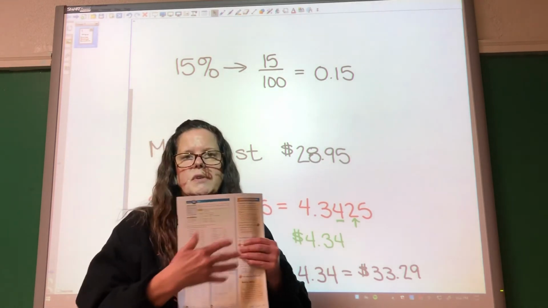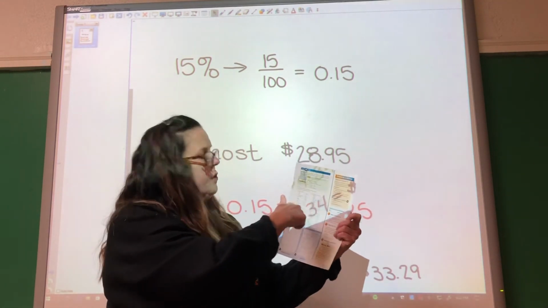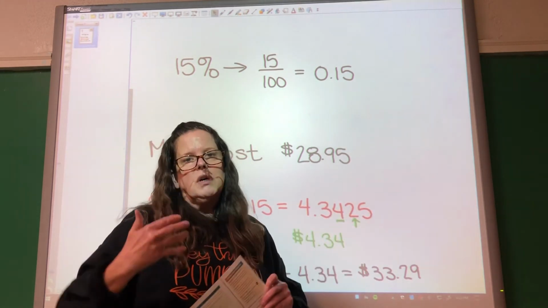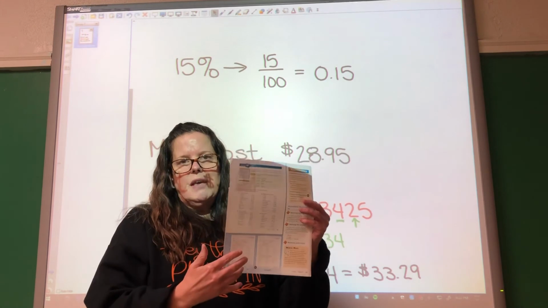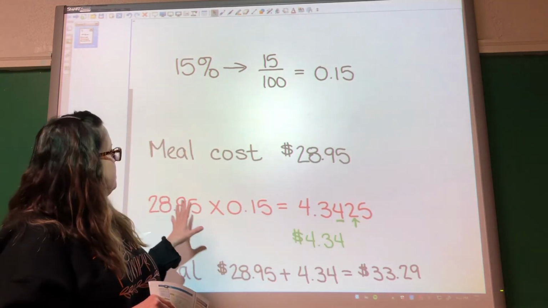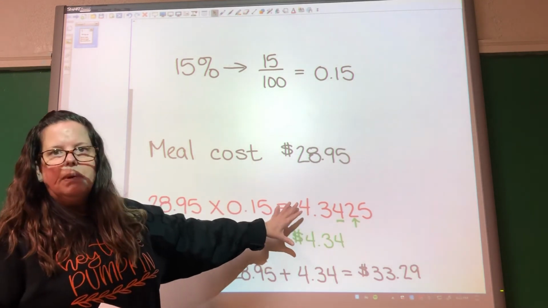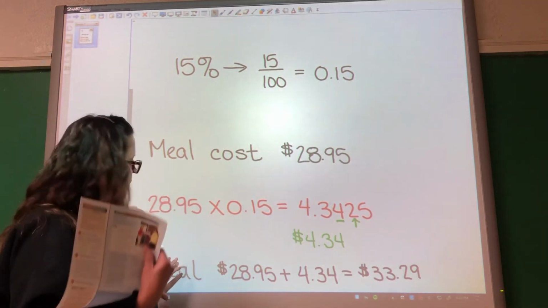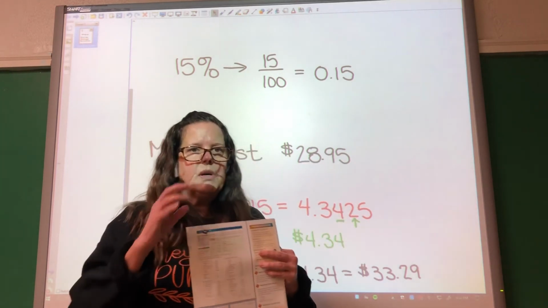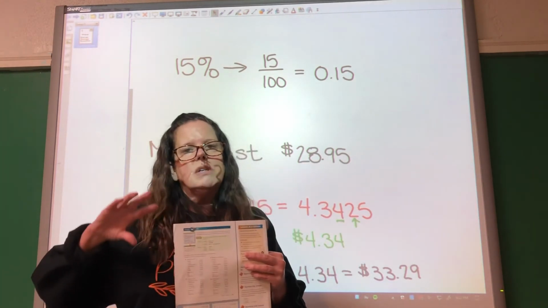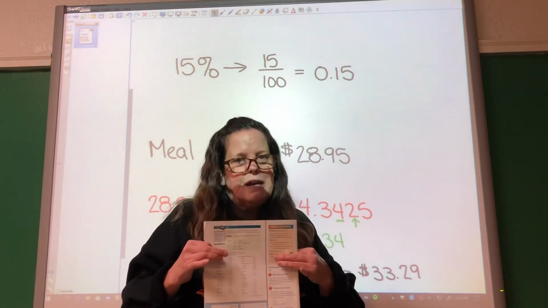Okay, so what you're going to do, you're going to do this page. It has 4 different scenarios from 4 different restaurants. First of all, you have to figure up the meal cost. So you have to add all of your items together. Once you figure up the meal cost, you then will find the tip, and then you will find the total cost. So I want you to use this page from the book that will be attached, but then you could type your answers into a Google form that I will also have attached.